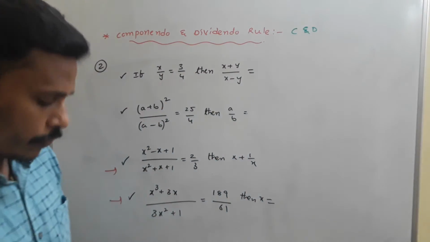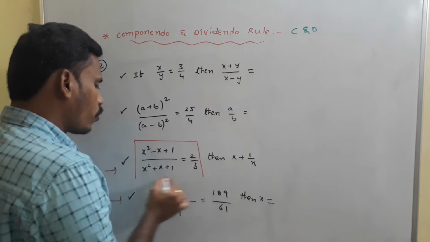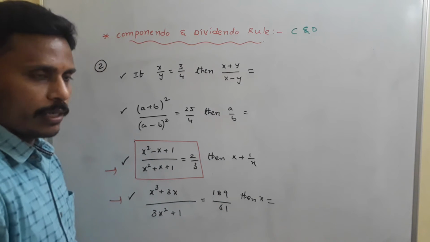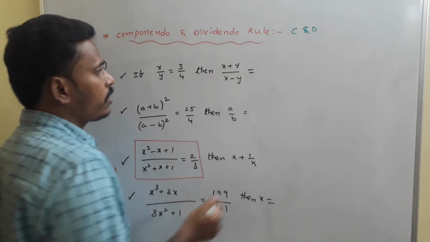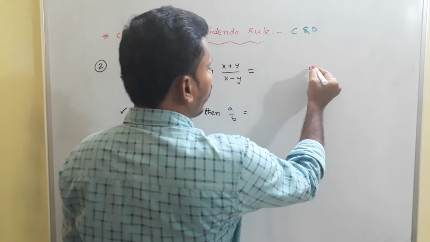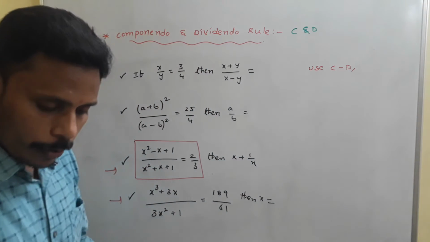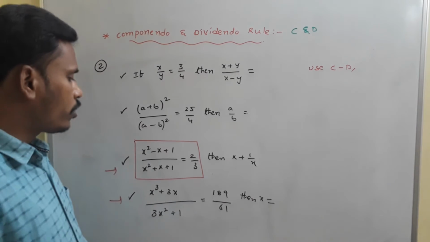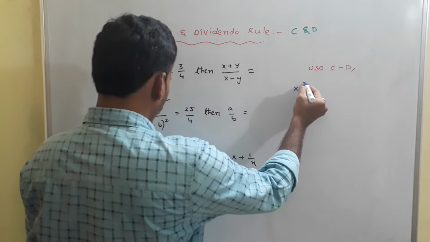You just look at this. Given that (x square minus x plus 1) by (x square plus x plus 1) is equal to 2 by 3. So this is one fraction and that is the other fraction, and the equality sign is in between them. Directly I am writing, use the componendo and dividendo rule. If you use this, again, numerator plus denominator. What is that numerator plus denominator?